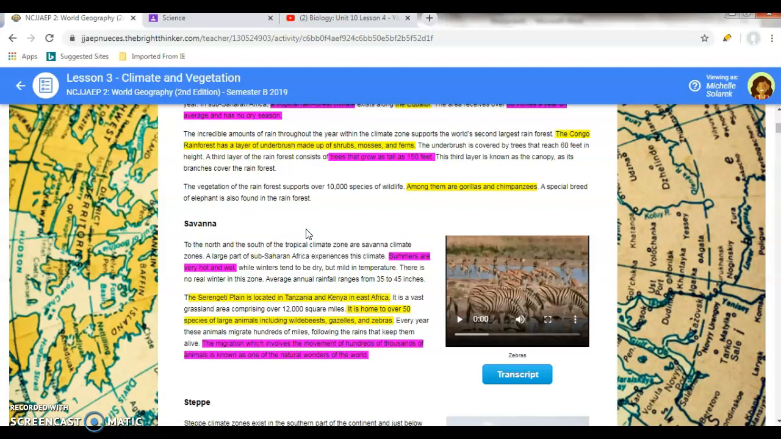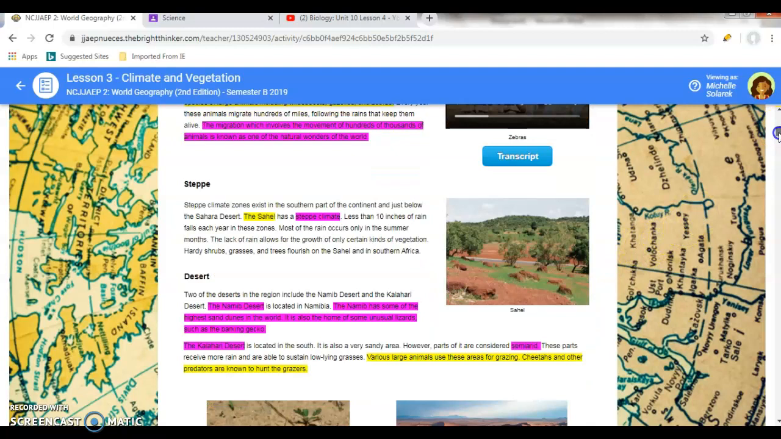The Serengeti Plain is located in Tanzania and Kenya in East Africa. It is a vast grassland area comprising 12,000 square miles, and it is home to over 50 species of large animals including wildebeest, gazelles, and zebras. Each year these animals migrate hundreds of miles following the rains that keep them alive. The migration, which involves the movement of hundreds of thousands of animals, is known as one of the natural wonders of the world.